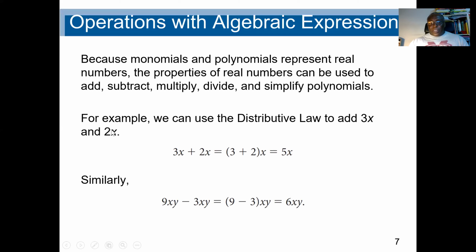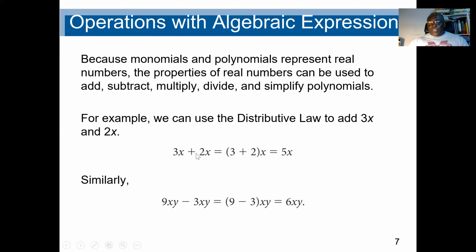So let's see this example here. Here we have 3x plus 2x. See, we have the same term, x and x. So the answer should be 5x. So we had 3 and 2 together and we keep that. Again, the term is the same, x.